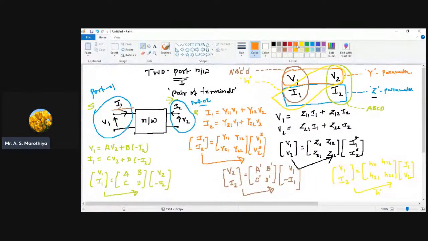And the last combination, which is nothing but inverse hybrid, where we club the remaining pair. Which one? This one. That means now we are going to take V1 and I2 as independent, and we are trying to define I1 V2 in terms of V1 and I2. That configuration is known as inverse H parameter, or sometimes also called G parameter or G 2 port network. Let me erase this.